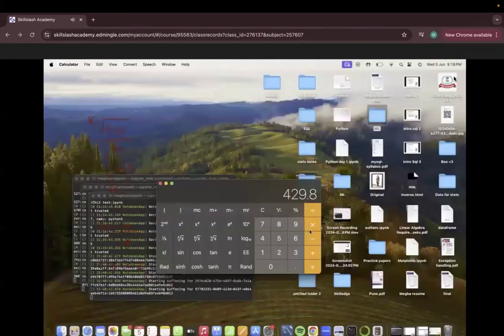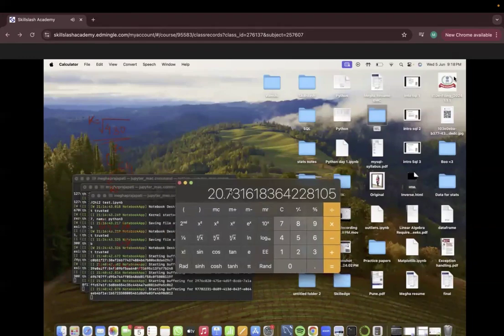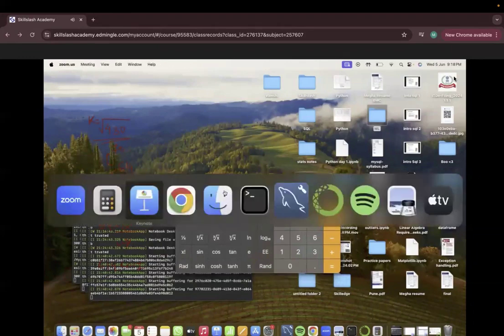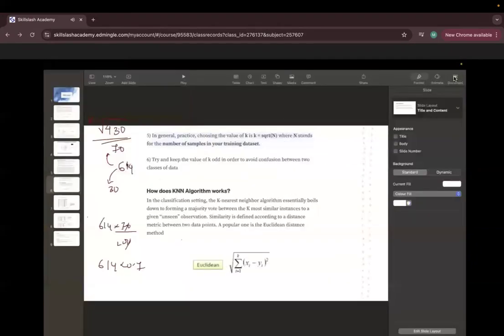Root over 430 is 20.731. The value of k is coming here as even. Do we want an even value? No. So 20.73 is here. Make this the odd one. Make it 21. So we are going to select the value of k here as 21.